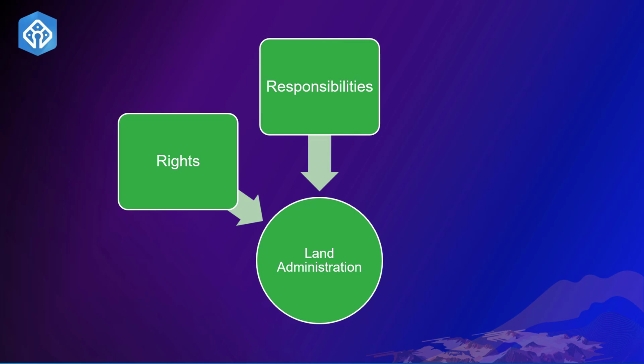The second R is responsibilities. An example may be, I may not own the surface rights, but I have agreed to be responsible for the vegetation growth along the pipeline easement that has been granted to me.